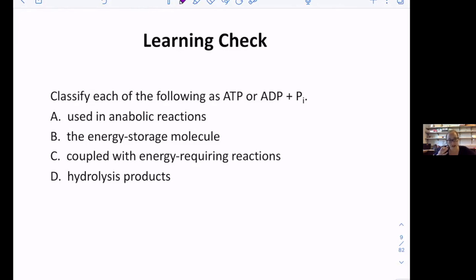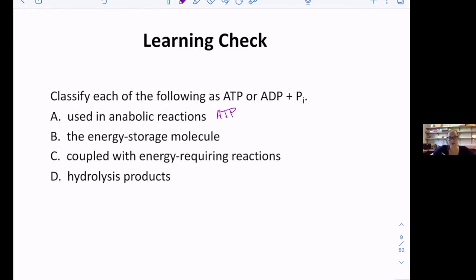So the first one, A, is used in anabolic reactions. Anabolic reactions are when we use energy, not storing energy, but we use the stored energy. That energy we're using is stored in ATP molecules. So we're going to put ATP.